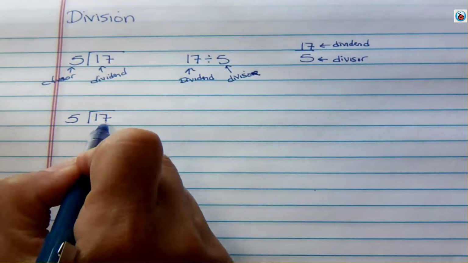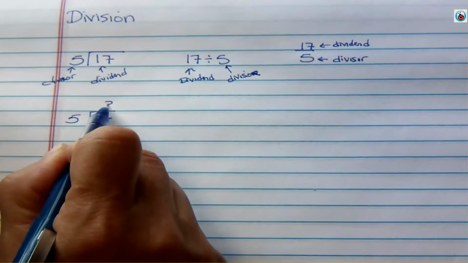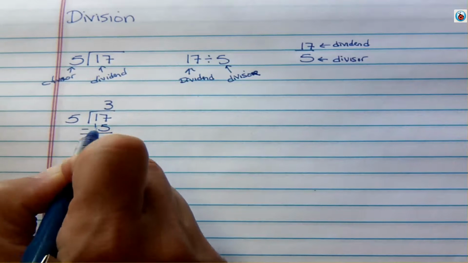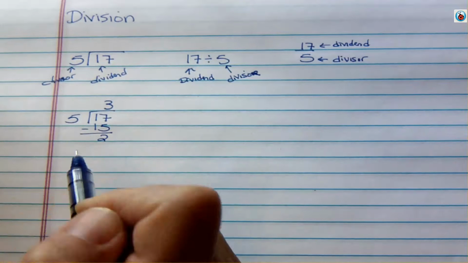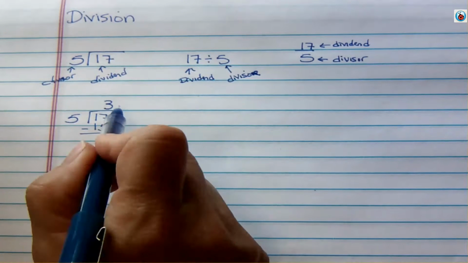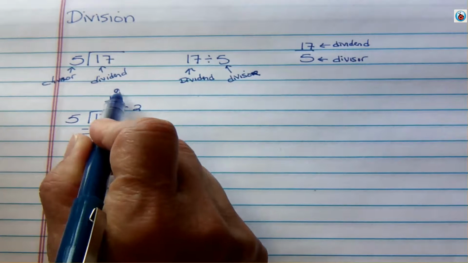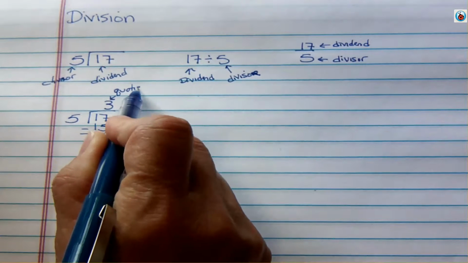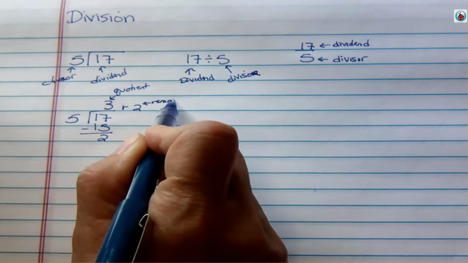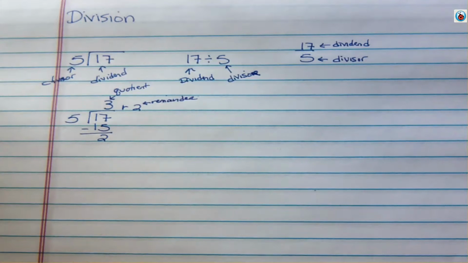5 does not go into 1, so nothing goes above the 1. 5 goes into 17 three times. 3 times 5 is 15. Remember this process? You may need to go watch another video somewhere else if this quick one doesn't do it for you. And then that's my remainder. So I have 3, and that's my quotient. Remainder 2.